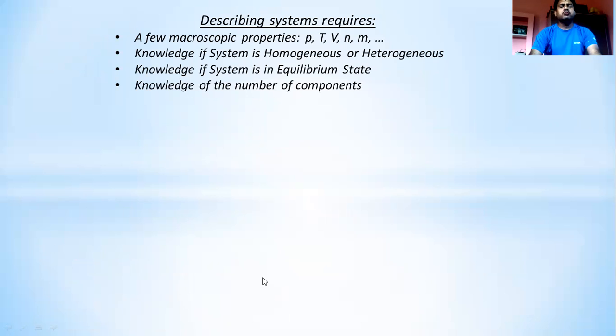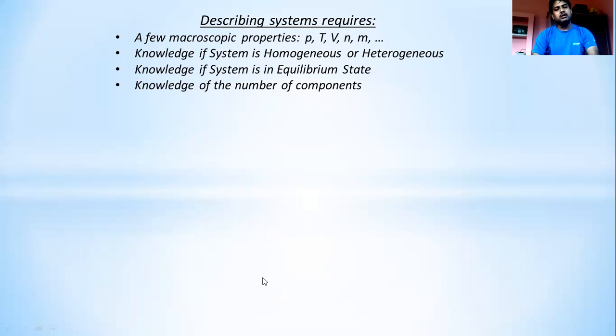Now we will go to the properties. Here in this particular topic, there are two types of properties, that is macroscopic properties and microscopic properties. Macroscopic properties means those that can be measurable, like temperature, pressure, volume, etc. In classical thermodynamics, it is mainly applicable for the macroscopic system. A few macroscopic properties I have already discussed: pressure, temperature, volume, mole number, mass. These are the macroscopic properties.